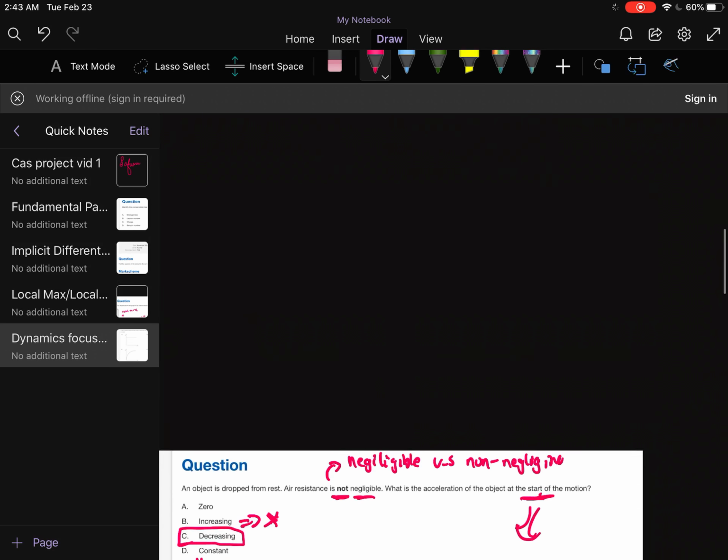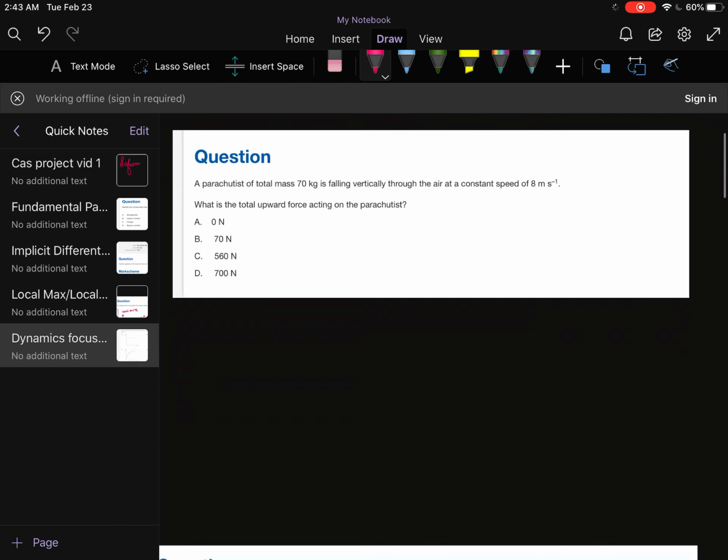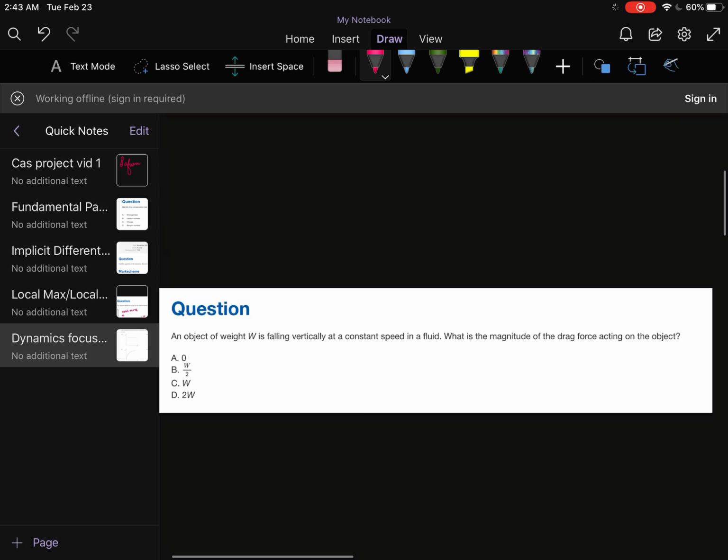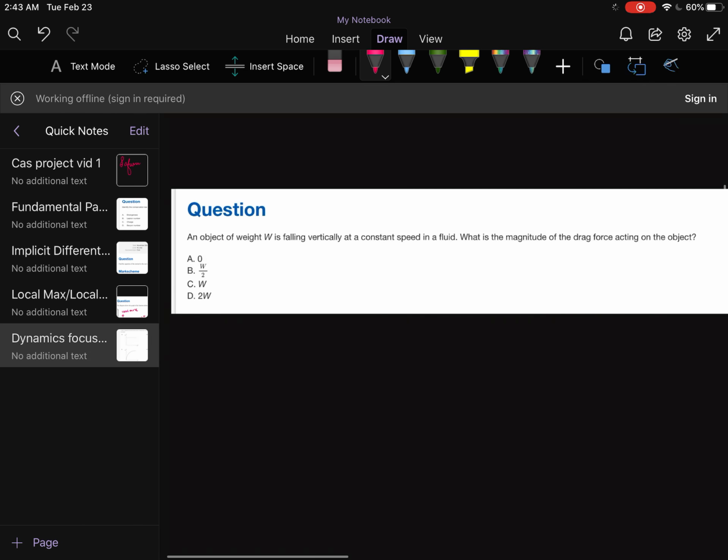Now let's try one more. Let's try a bit of a different one. So this is drag force. Okay, let me just spill the beans. Air resistance is the typical scenario where you're in air and the drag force is basically acting upon you.